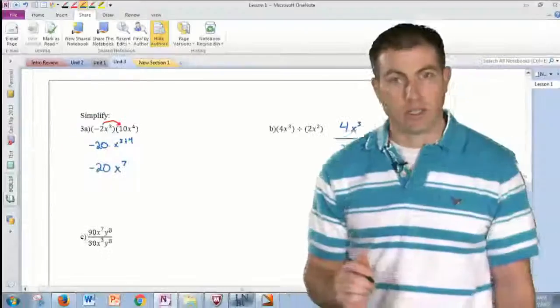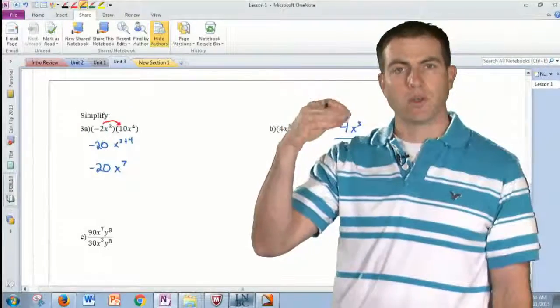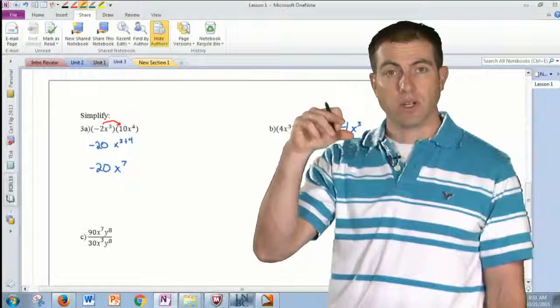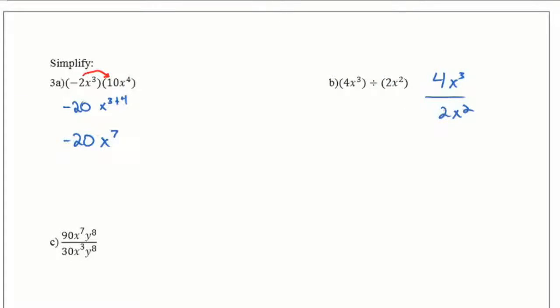I kind of like writing it this way because I find it easier to visualize what's going on with my coefficients in front, the 4 and the 2. And if I look at this, I can say, oh, well, 4 and 2 have a common factor. 2 goes into 4 twice, 2 goes into 2 once, and I end up with just 2 on the top. Same thing goes here. If I go 4 divided by 2, I end up with 2, but that's why I like writing it vertically better.